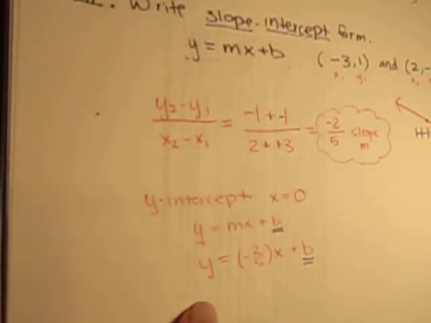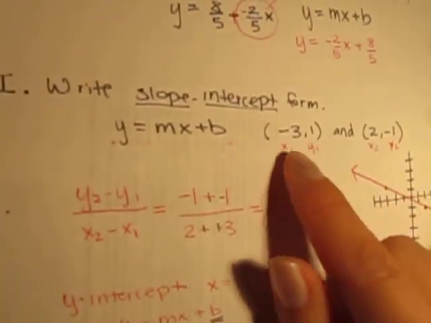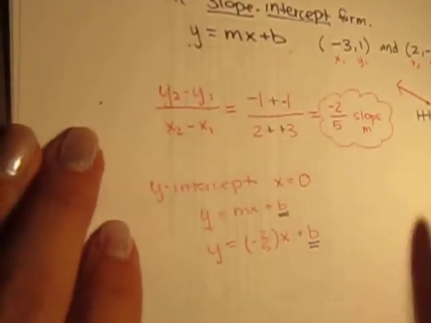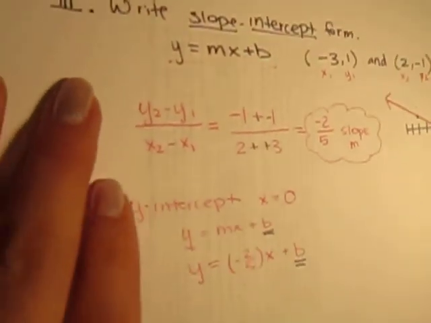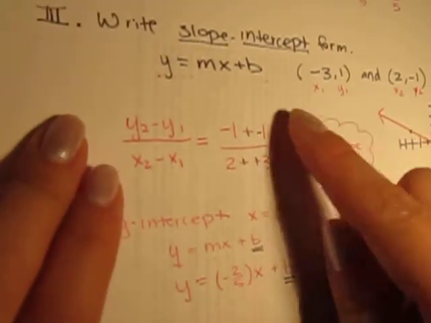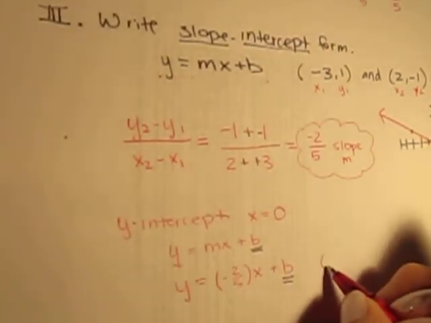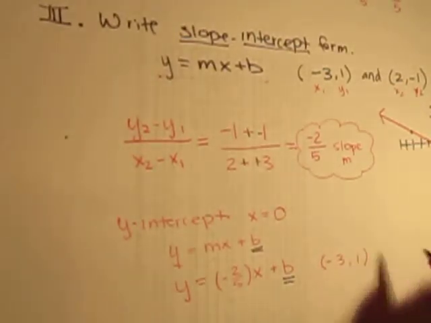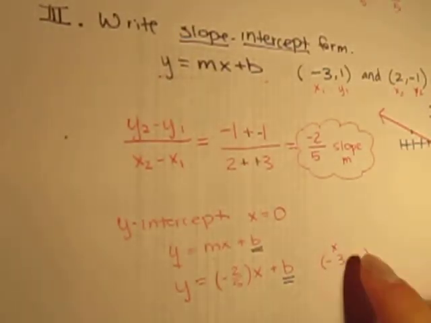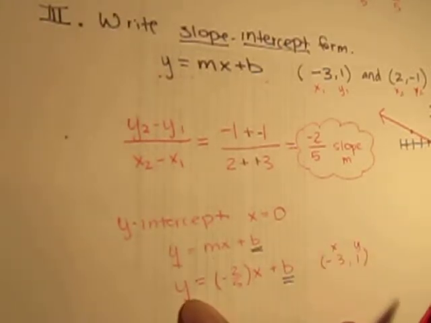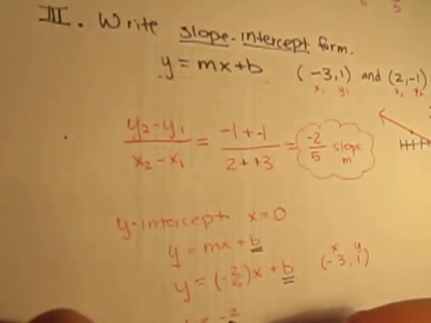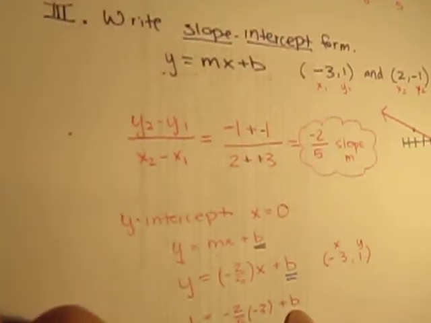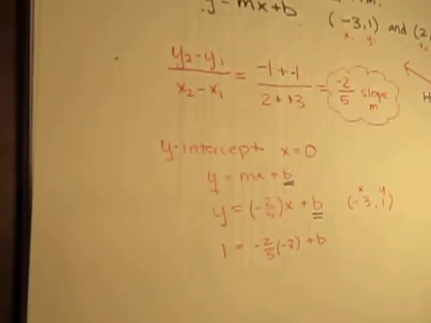Well, what's helpful is that I gave you 2 points to look at. So just pick one of those points, because in each point you have an x value and a y value, so it's going to work out. I'm going to go ahead and pick, let's say, -3, 1. So I'm going to use -3 as my x value and 1 as my y value and plug that into this formula. So y is 1, -2 over 5 times -3 plus b. Now we only have one variable and we're trying to find what b equals.